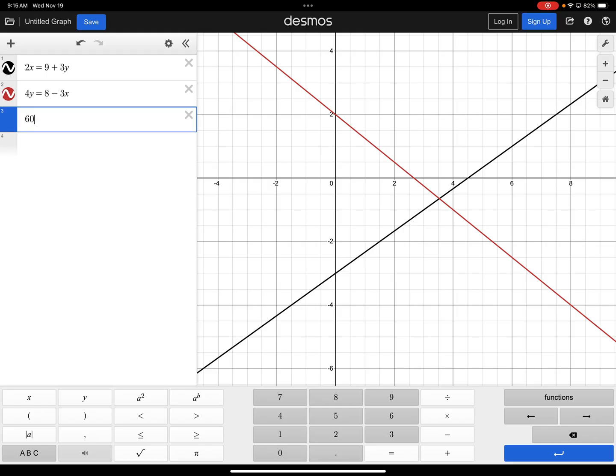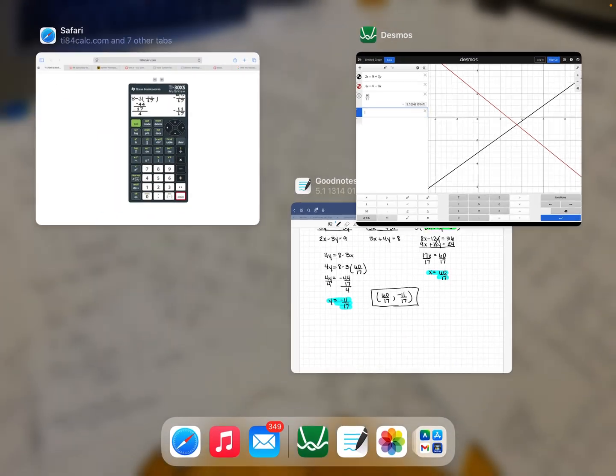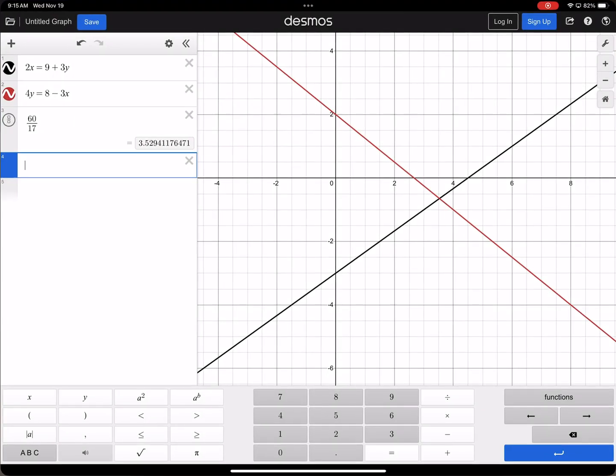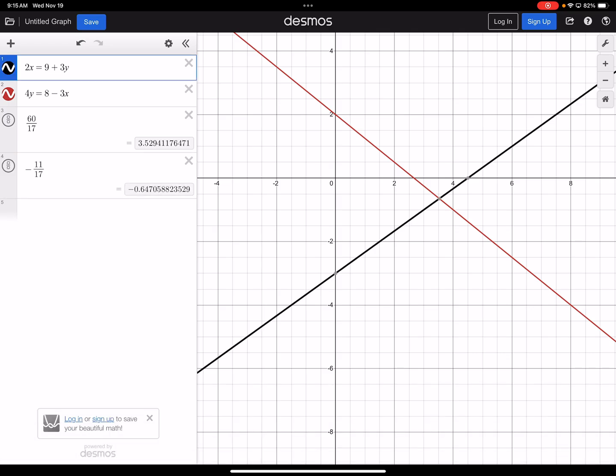60 over 17. Okay, so 3.529. And then what was my y value? Negative 11 over 17. Let's see if that's what we get here. So we see that, yep, that's exactly what we get.